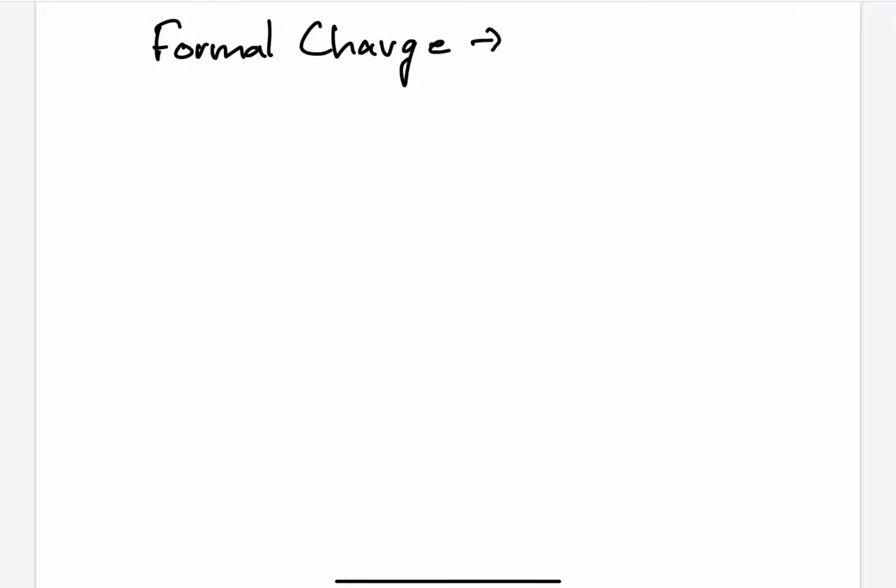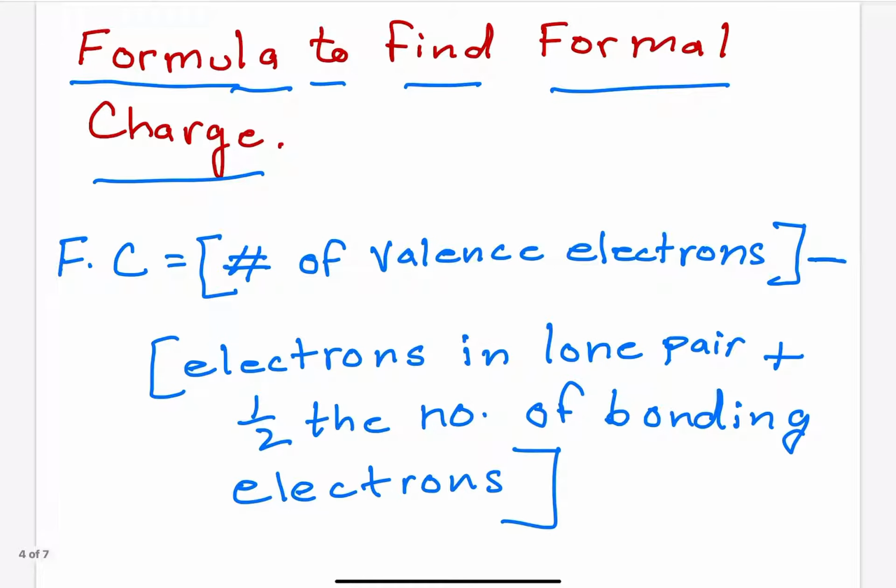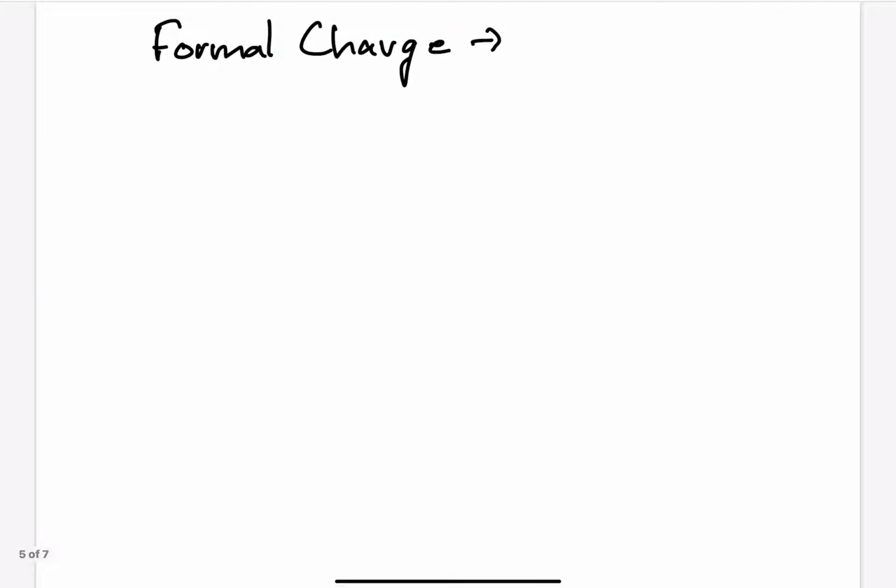In order to study the formal charge, first of all let us know the formula for calculating the formal charge of individual atoms. So what is the formula? The formula to calculate the formal charge equals the number of valence electrons minus electrons in lone pair plus half the number of bonding electrons. So we are going to use this formula to calculate the formal charge of an individual atom.